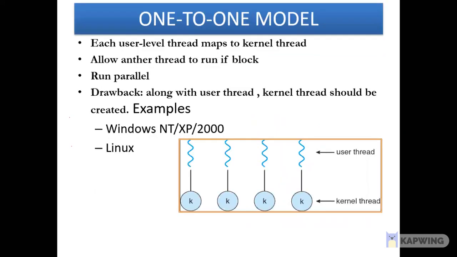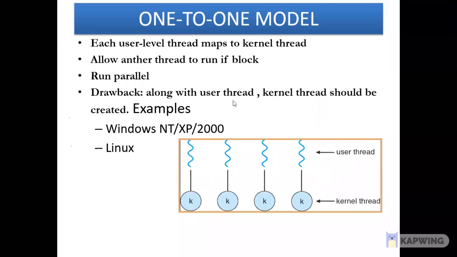Then one to one: one user level thread and one kernel level thread. Each user level thread maps to a kernel thread, and this allows another thread to run if one blocks. Suppose this thread gets blocked, the second thread can execute. They run in parallel, so this fourth thread can execute simultaneously.